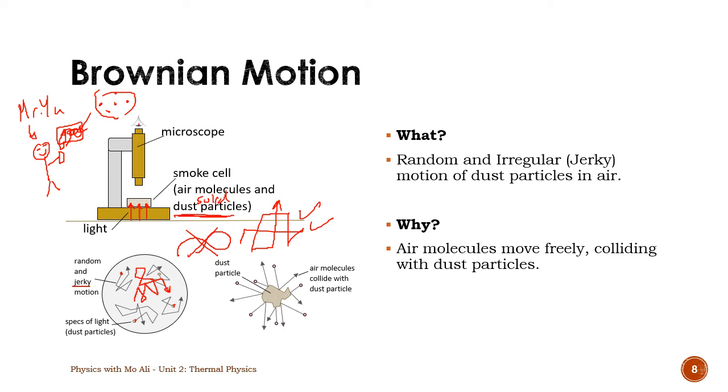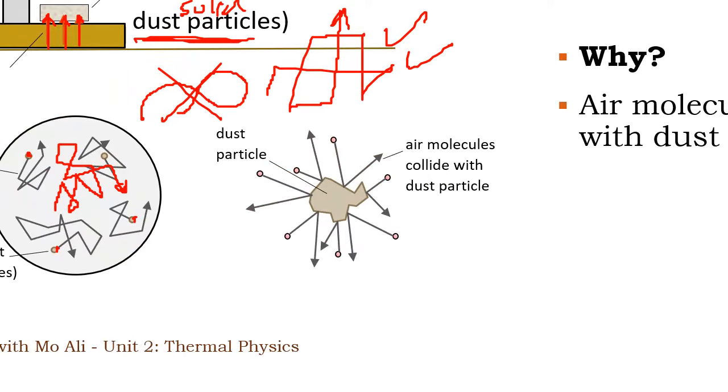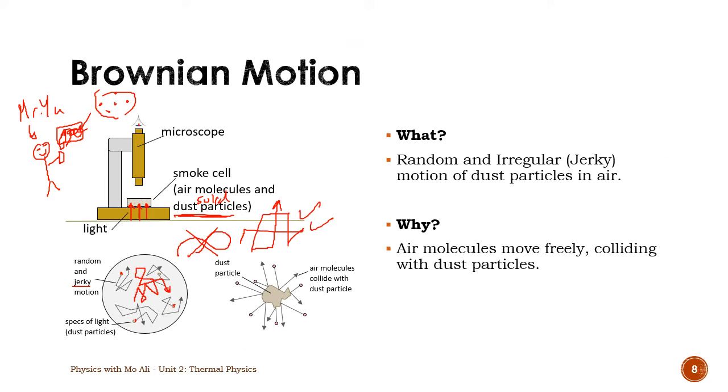And the answer is quite simple. Around each dust particle, there are lots and lots of tiny air molecules that are moving around freely. And when these air molecules are moving around freely, they collide with the dust particles. And the dust particle starts to move because it's being smacked around. This dust particle starts to move because it gets smacked around by the air molecules.